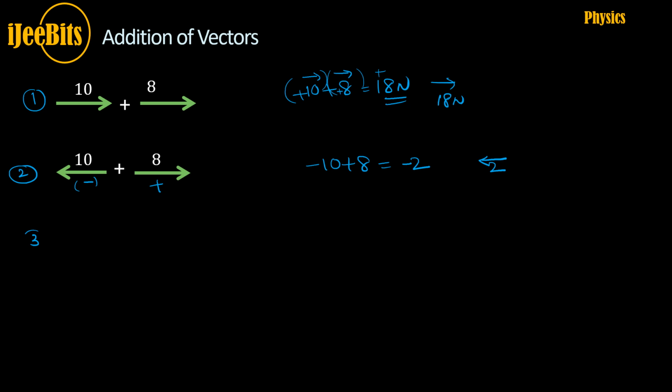Okay, think about the next one. I have a vector 5 towards the left plus another 5 towards the left. What would be the net? It's a left direction, so minus 5 plus minus 5, isn't it? So the total would be minus 10. That means the net vector would be 10 newtons towards the left side. Are you clear?